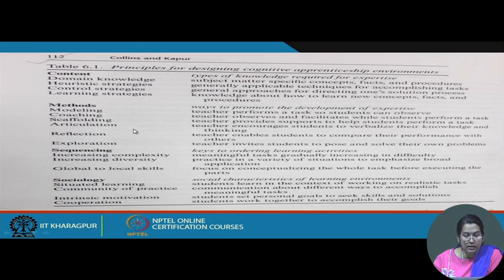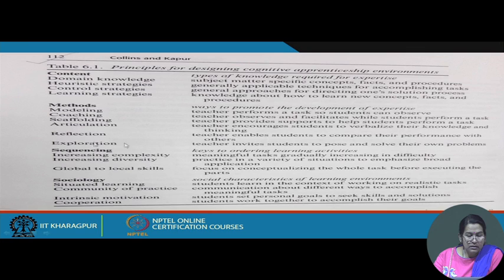Articulation, that is openly explaining: the teacher encourages students to verbalize their knowledge and thinking. Then reflection, reflecting upon the performance. Then exploration: the teacher invites the students to pose and solve their own problems, to explore new and emerging factors.